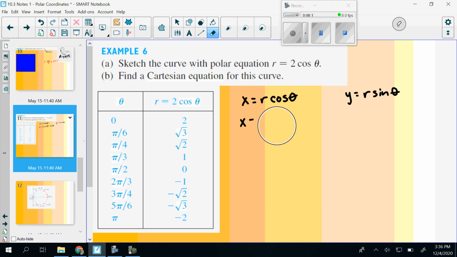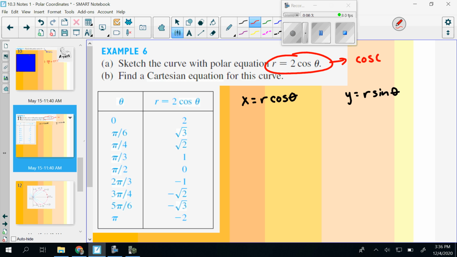So in this one, instead, what we're going to do is we're going to kind of manipulate this equation up here. If we were to take this, and if we were to divide by 2, this would also tell us that cosine theta would be equal to r over 2.